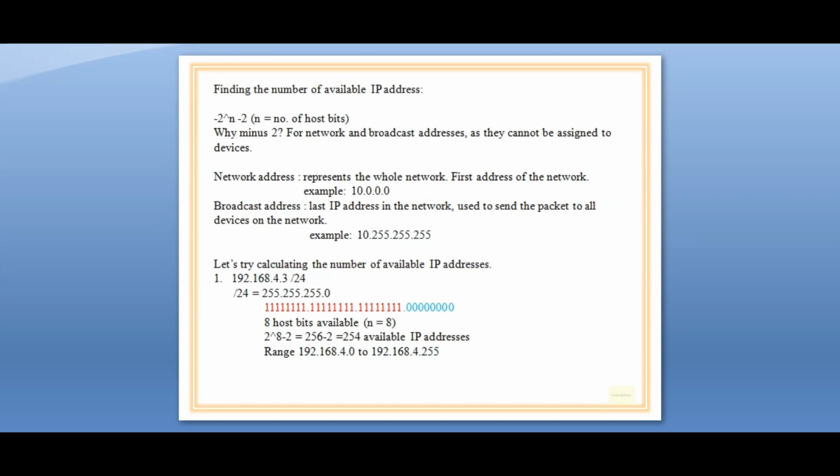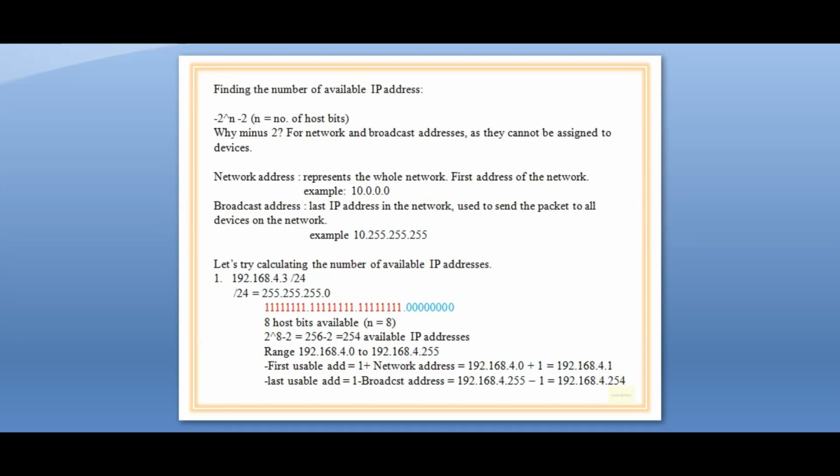Now let's find the first usable IP address. The first usable IP address equals 1 plus the network address. Here it is 192.168.4.0 plus 1, which equals 192.168.4.1. Let's find the last usable IP address, which equals the broadcast address minus 1, which is 192.168.4.255 minus 1, which gives us 192.168.4.254.